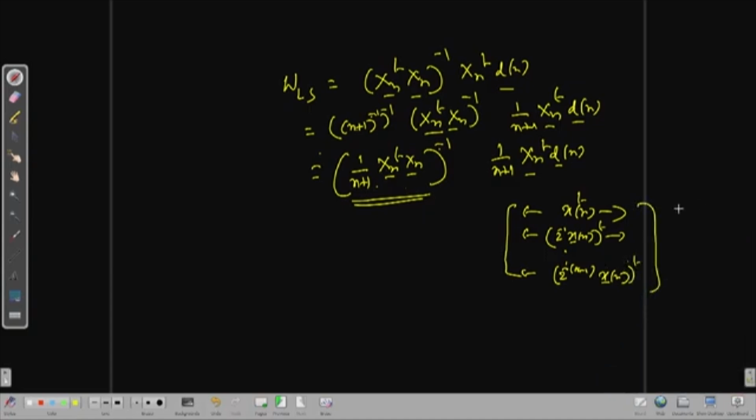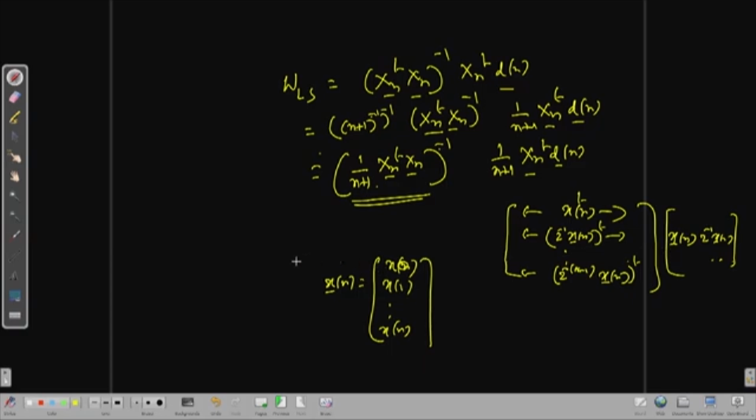This is xn transpose, and xn is dot dot dot. Now, when you multiply xn transpose by xn, what are you getting? So xn transpose xn means x0 square, x1 square, dot dot dot up to xn square, added, and then divided by n plus 1.